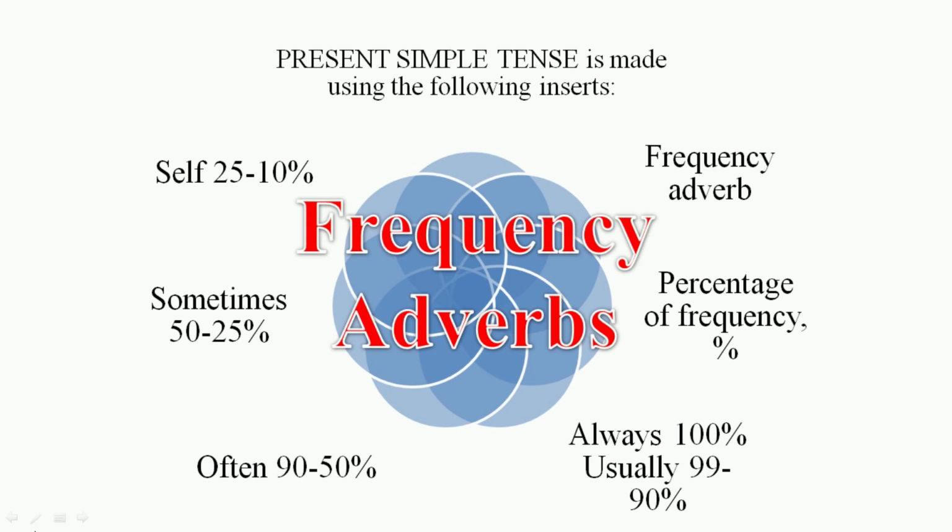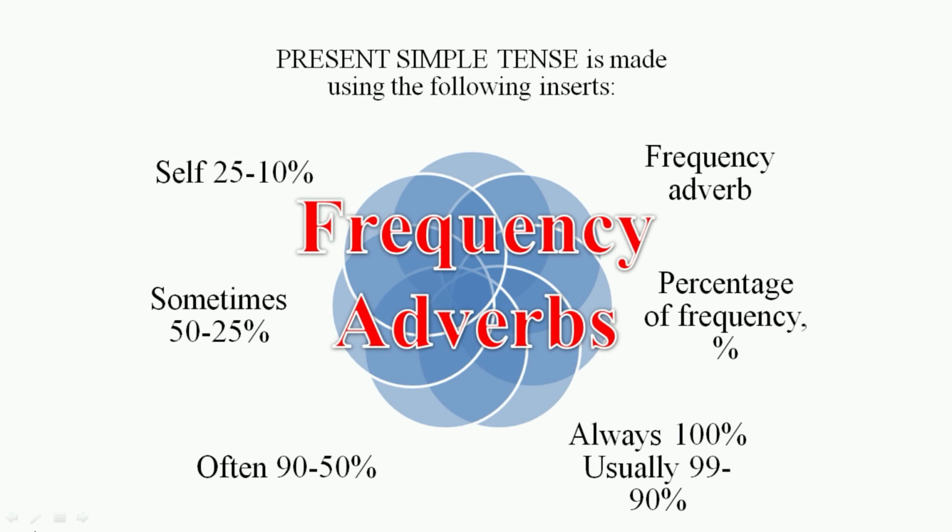The present simple tense is made using the following insert. For example, what kind of frequency adverbs can we use in the present simple tense? We can use frequency adverbs such as often, always, usually, sometimes. These frequency adverbs we can use in the present simple tense. Especially on this page, I would like to show you the percentage.